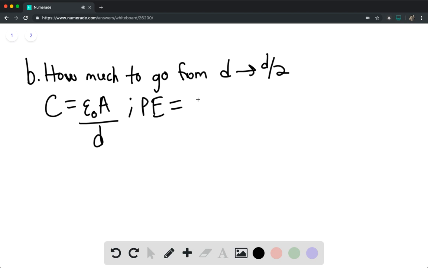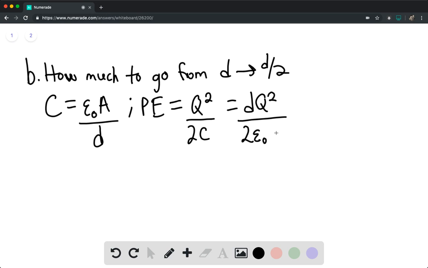And again, the potential energy is equal to Q squared divided by 2C. So at this point, we can say that this is going to be equal to d Q squared over 2 epsilon naught A. So essentially, we're just substituting the equation for capacitance into the equation for potential energy.